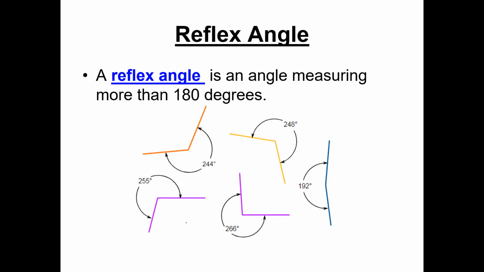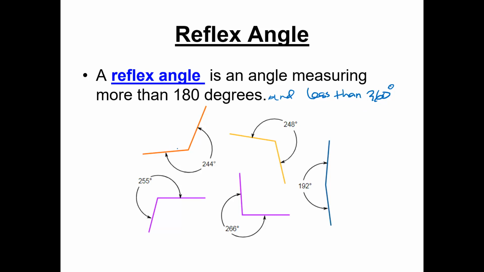And the last one is the reflex angle. A reflex angle is an angle measuring more than 180 degrees. Previously, we know that exactly 180 degrees is a straight angle. Here, if it's more than that but less than 360 degrees, the name of the type of angle is reflex angle.